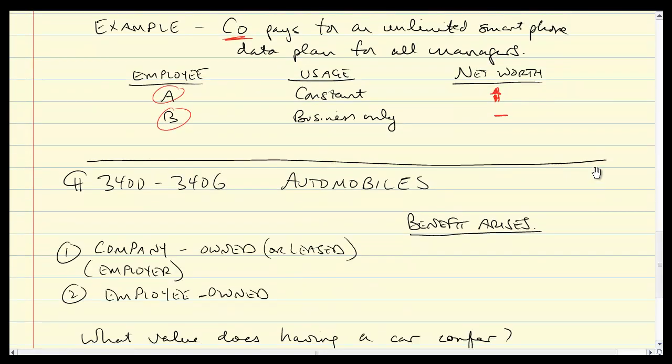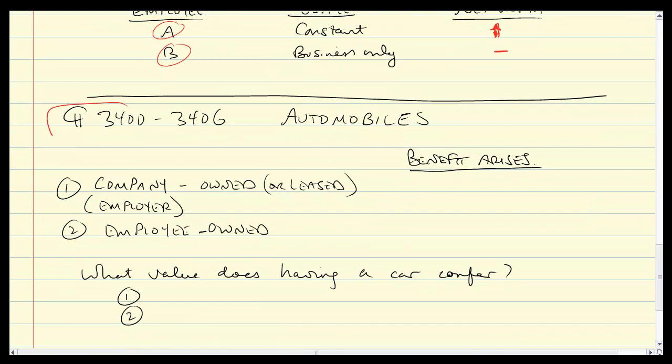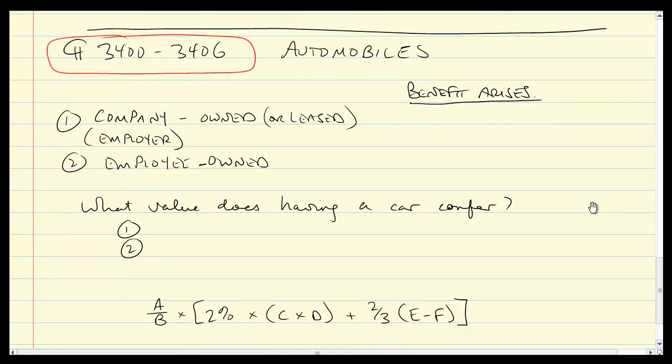But the classic example, and now we move into this specific section in the textbook, is cars. So cars have been used as a benefit for quite some time. So let's see if we can get our heads around how these work. There's 2 ways you can go, right? The company can either own it or lease it, and then let the employee use it, or the employee can own it and use it, right? Those are really the 2 scenarios.